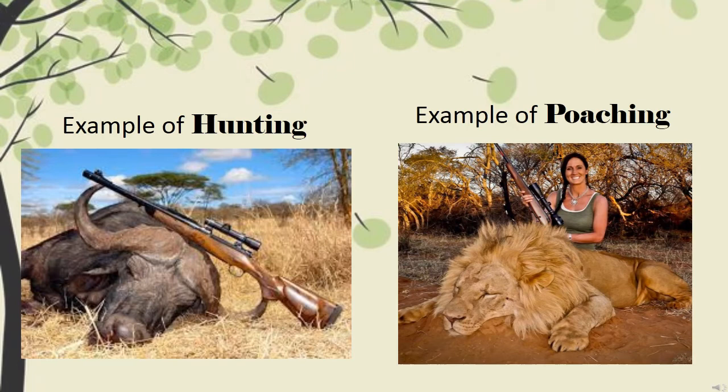So the buffalo was hunted by the forest officers with legal permission. The next picture shows us that it is the example of poaching, means this lion was illegally killed just out of some selfish motto of some people. And they were caught, so the picture is captured, but it is an example of poaching. So this is the difference between hunting and poaching.